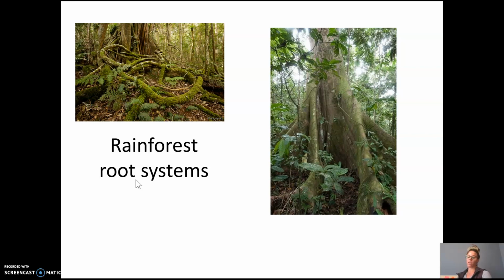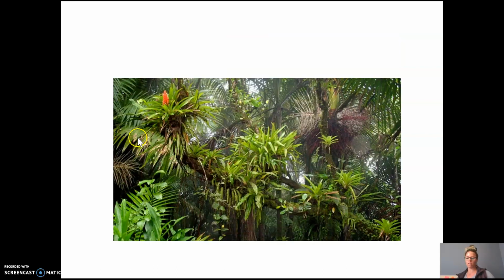Most of the nutrients are in the canopy. This is why we have such green growth and it looks beautiful, but a lot of the roots are above the ground. We also have a lot of epiphytes, which have their roots in the air. Let me click here. So these are some epiphytes living on trees. Their roots would be in the air.